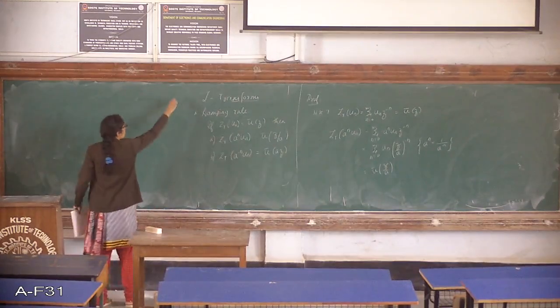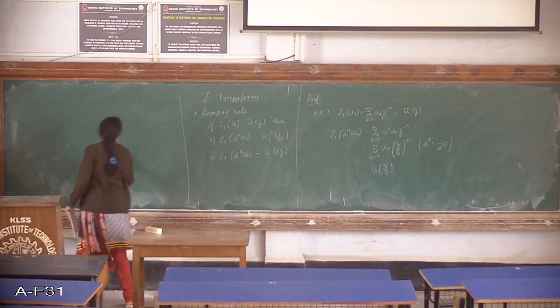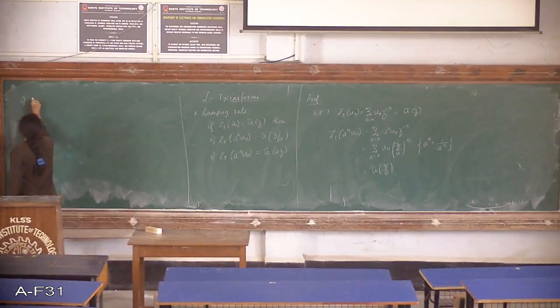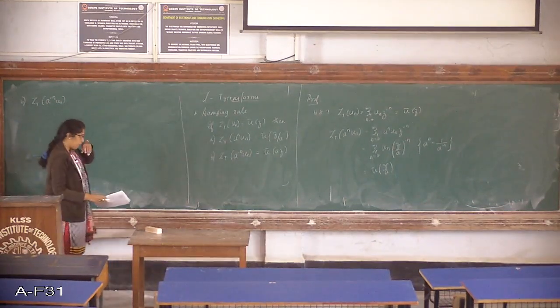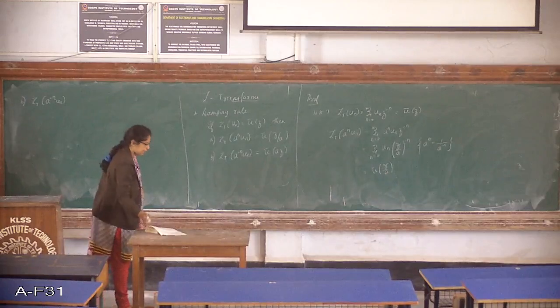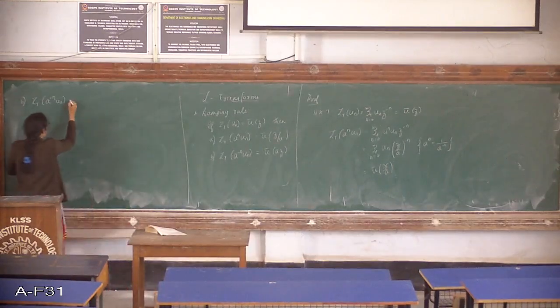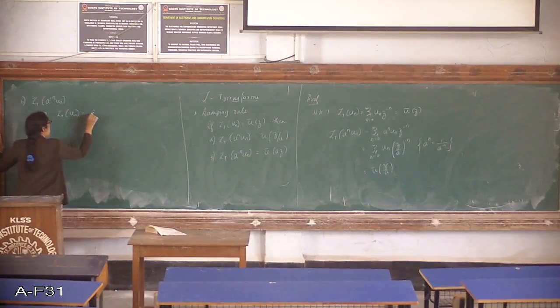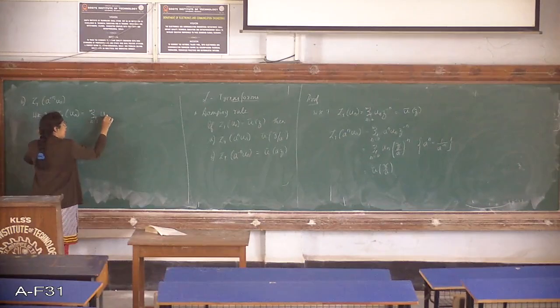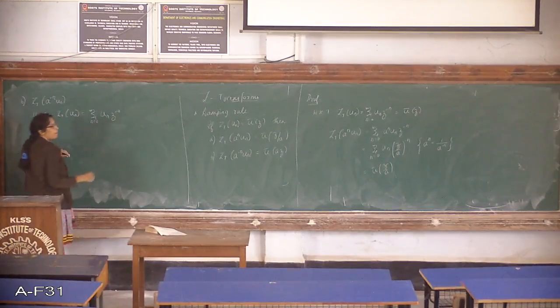now we are supposed to obtain the z transform of a raised to minus n un. The proof is very much similar to the previous one. That is, we shall have this as summation. We know that the z transform of un is equal to summation n ranging from 0 to infinity un z raised to minus n.